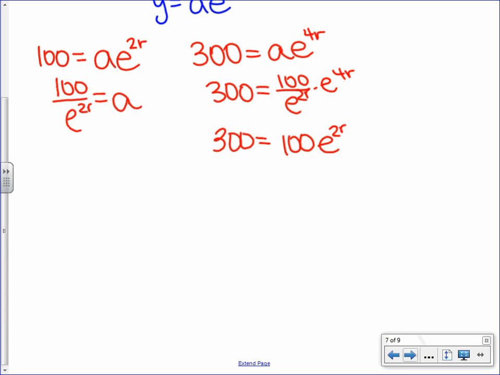2r. We subtract our exponents when we divide. Then we can divide by 100. And then the natural log of 3 equals 2r. So r is the natural log of 3 over 2.